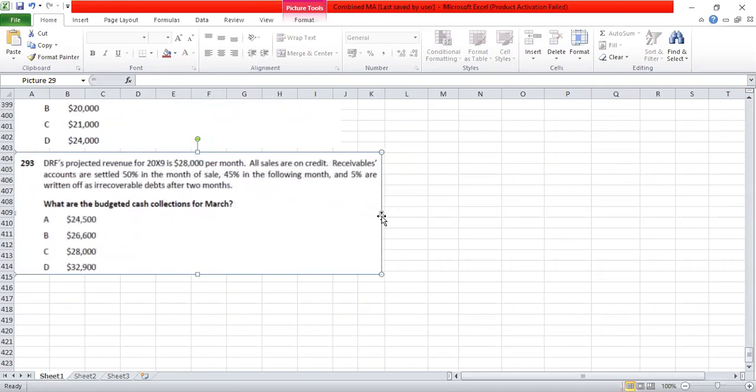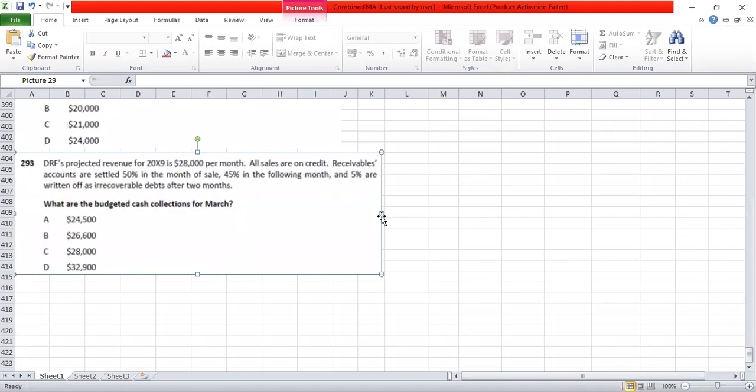Question 293. DRF's projected revenue for 20X9 is 28,000 per month. All sales are on credit. Receivables accounts are settled 50% in the month of sales, 45% in the following month, and 5% are written off as irrecoverable debts after 2 months. What are the budgeted cash collections due for March?